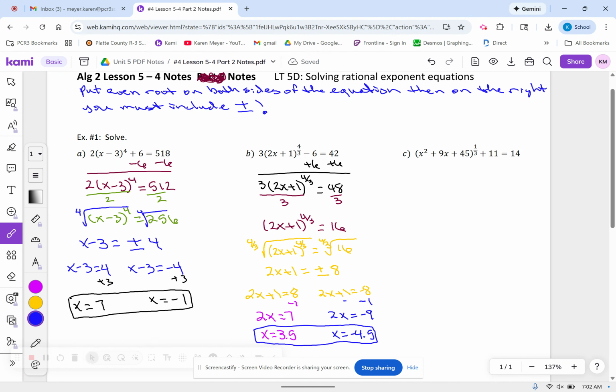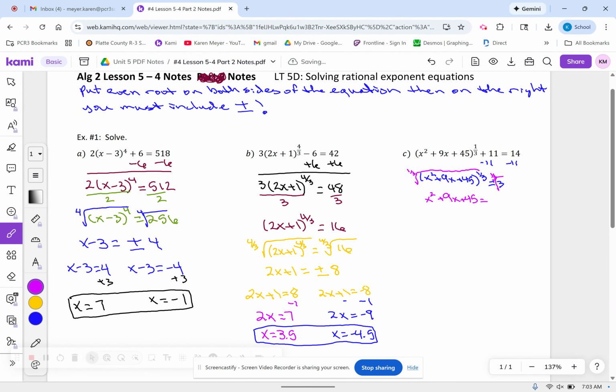Okay, the last one. So for this one, I'm going to start by subtracting 11. So then I get x squared plus 9x plus 45 raised to the 1/3 equals 3. And then I'm going to use the 1/3 root on both sides. So x squared plus 9x plus 45 equals.